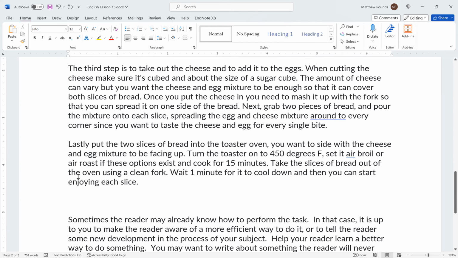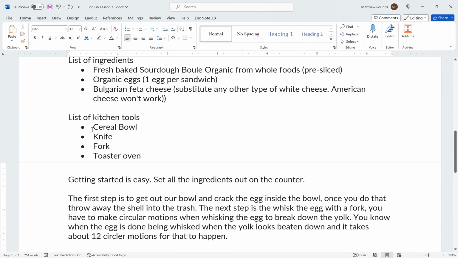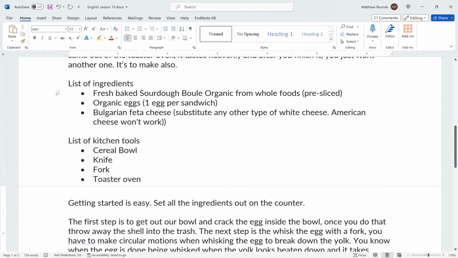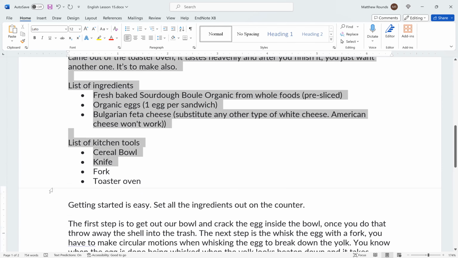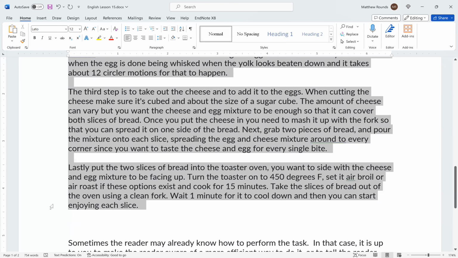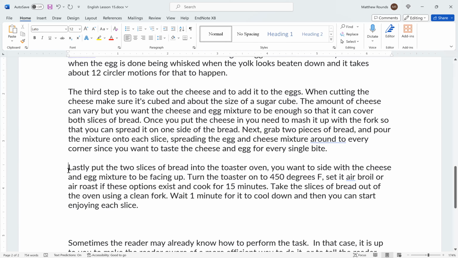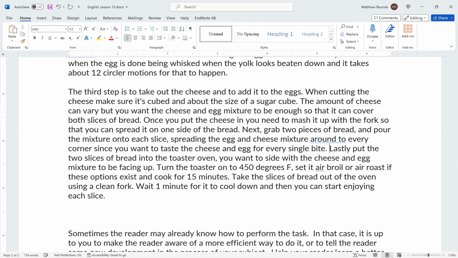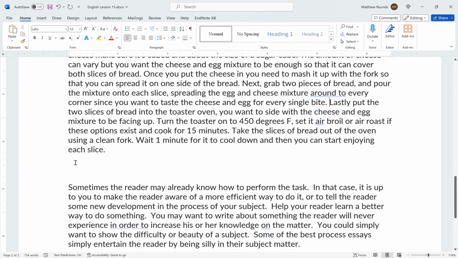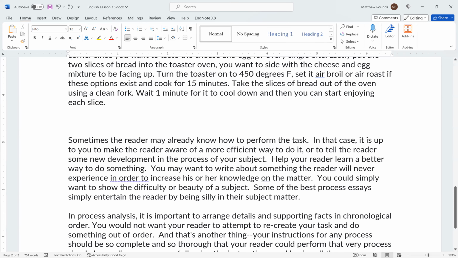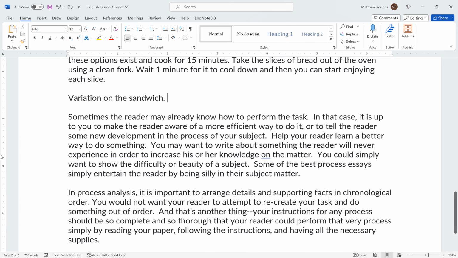All right. So let's take a look at our word count here. All right, so we're pretty close. So that's where I was trying to get you to add to this: any other variations on it. And if you don't have any other variations on the sandwich, that's okay. We can go another direction. I don't have any other variations of the sandwich.